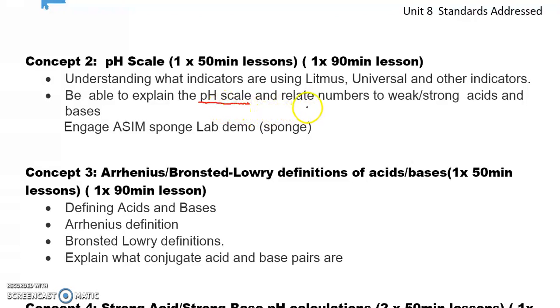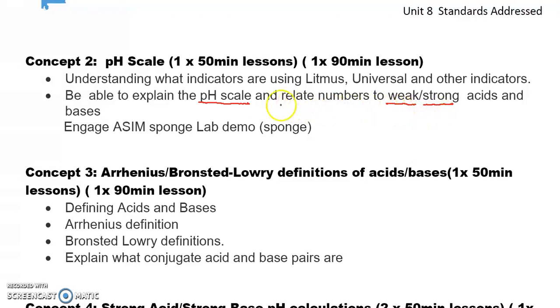You also need to be able to explain clearly what weak and strong acids and bases are. Remember, weak acids and bases do not dissociate completely, therefore you don't always get complete hydrogen ions or hydroxide ions produced, whereas with strong acids you'll get almost all products. In other words, you'll get all hydrogen ions and hydroxide ions being produced.